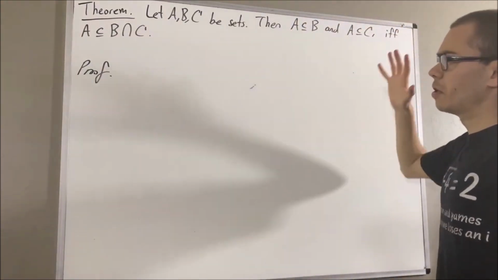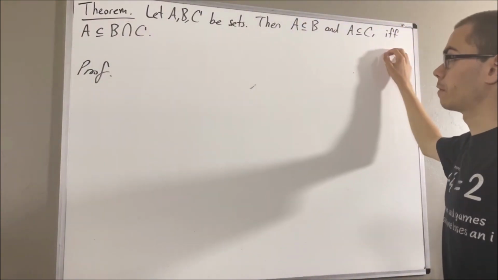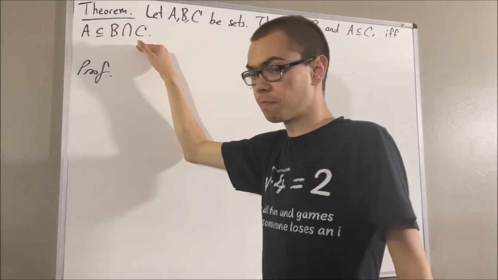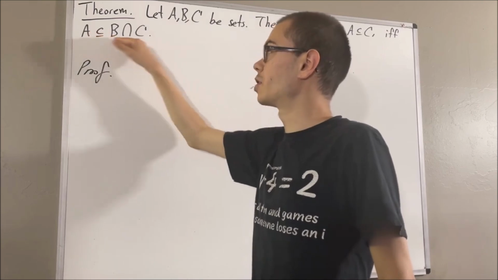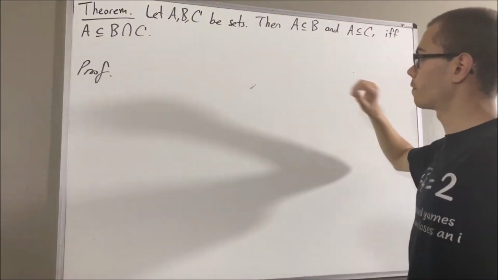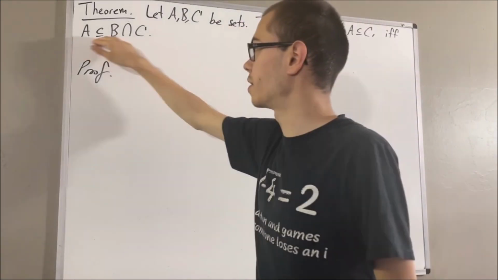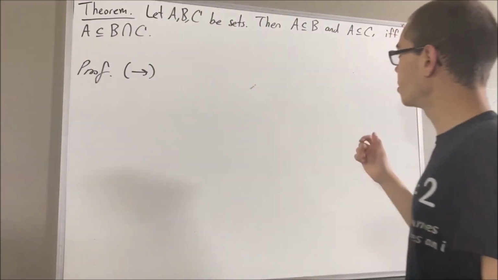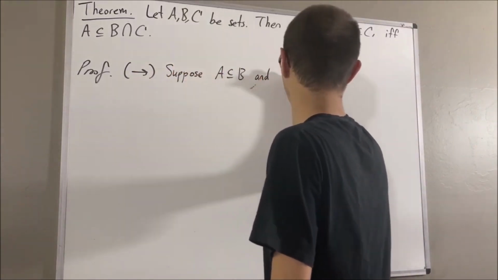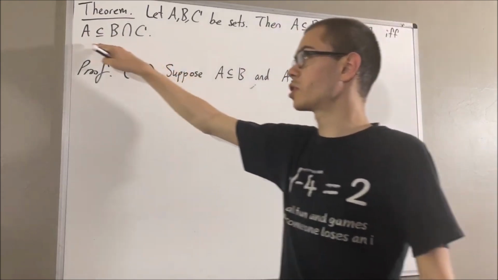Okay, now, we're trying to prove a statement containing if and only if. So what we're going to do is prove if this is true, then this is true. And then we're going to prove if this is true, then these two things are true. Well, let's first prove if these two things are true, then this is true. And to do so, suppose both of these are true. And our goal is to show that this is true.